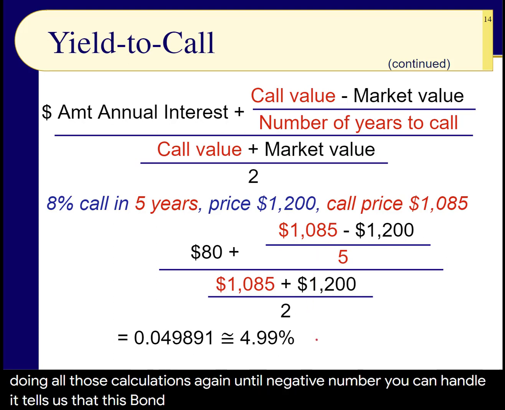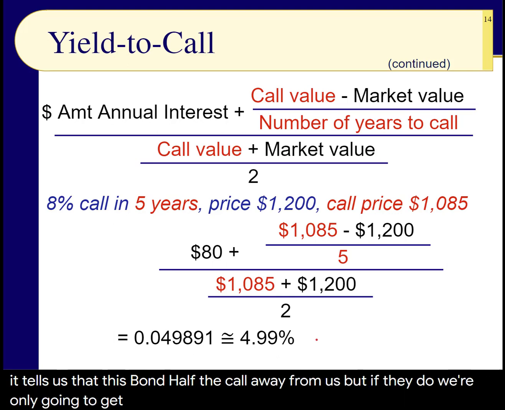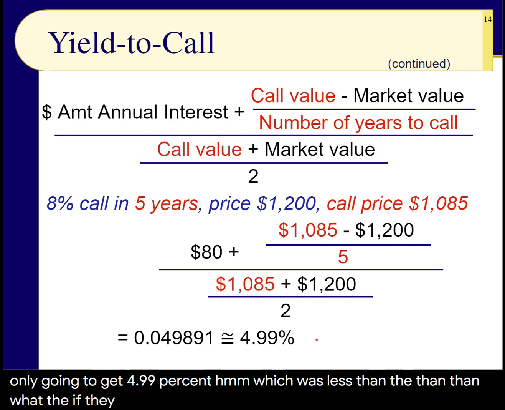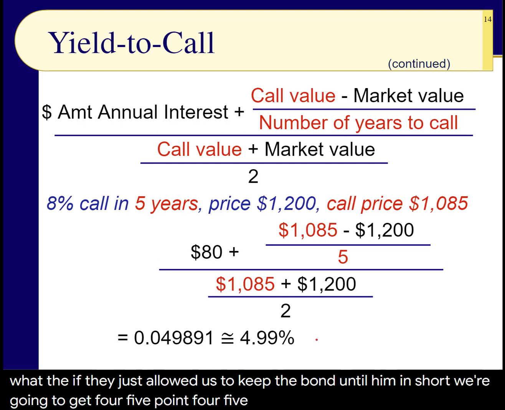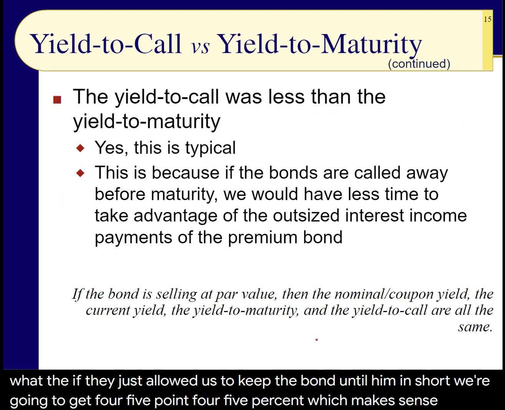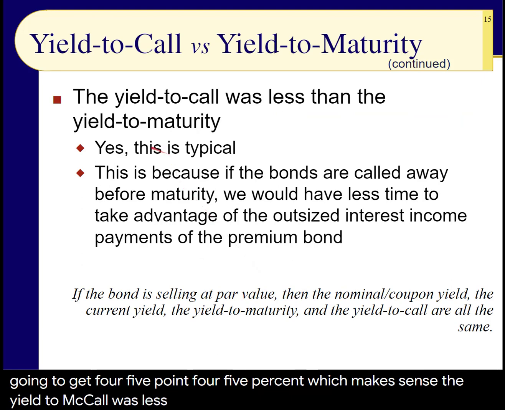So doing all those calculations, again, it's a negative number, you can handle it, tells us that this bond, if they call it away from us, they don't have to call it away from us, but if they do, we're only going to get 4.99%. Which was less than if they just allowed us to keep the bond until it matured. We were going to get 5.45%, which makes sense. The yield to call was less than the yield to maturity.